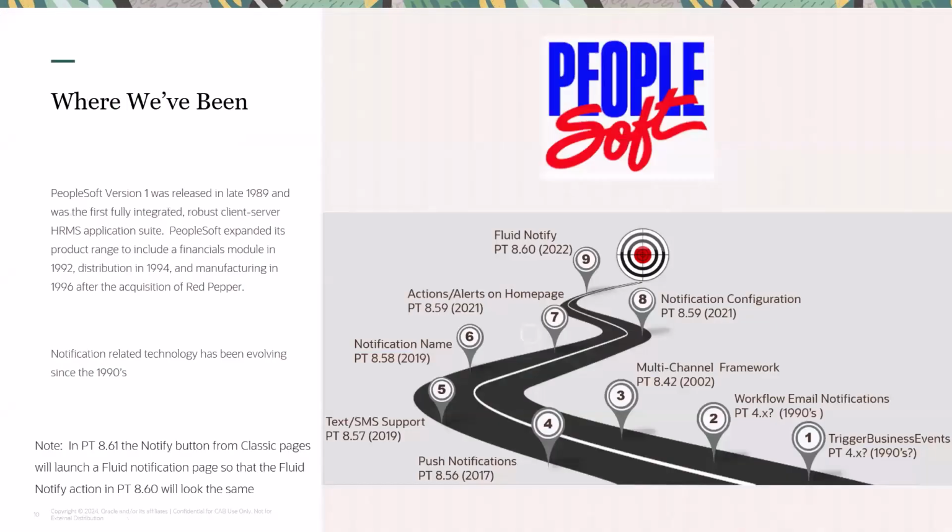All right, setting the stage, where we've been. Just kind of a recap. I don't know how many people are newer to PeopleSoft or have been around as long as I have, since like 1995. But PeopleSoft version 1 was released in 1989. It was the first HRMS client server application. Now we call it HCM. And of course, it expanded the product range to financials, manufacturing, distribution, et cetera.